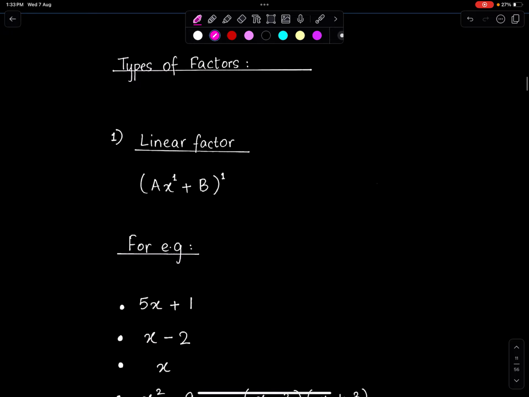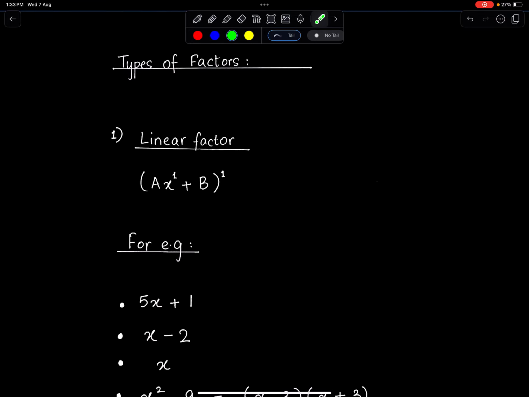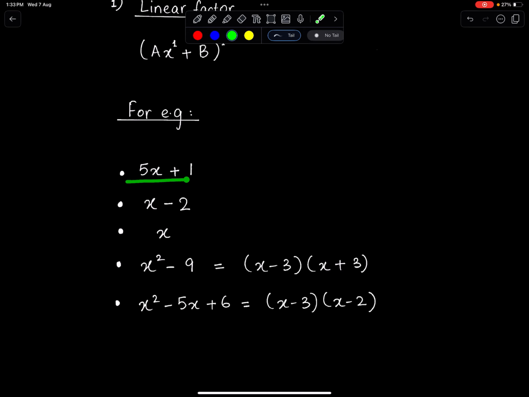Number three, types of factors. There are three types of factors in the P3 syllabus. Number one, linear factor. Well, this is the generalized form of a linear factor, ax plus b. Why? Because the power of variable is 1 and the power of expansion is also 1. So this is the generalized form. Now examples. For example, 5x plus 1. You can also write this as 5x plus 1 in brackets, because this has power 1. This is also a linear factor.